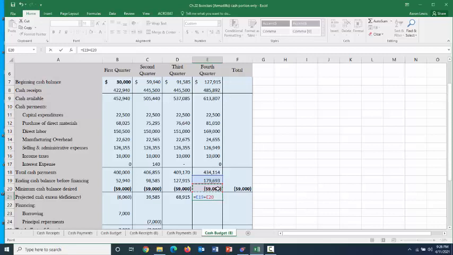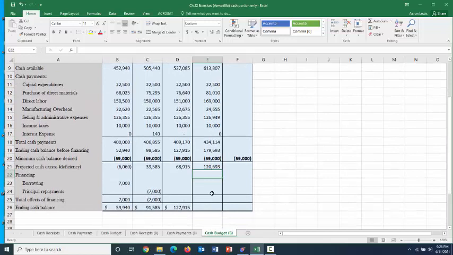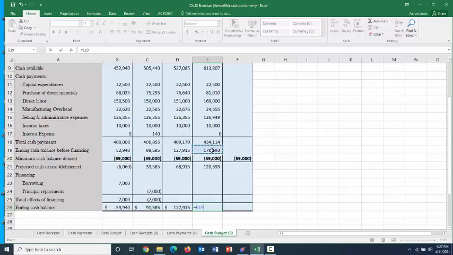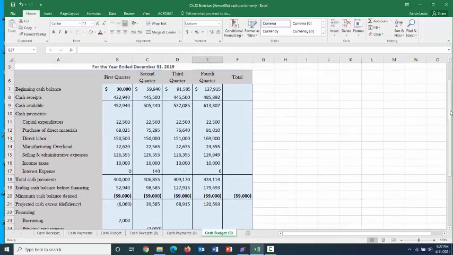It tells us that Armadillo phone cases is going to have an expected cash excess of $120,693 at the end of the year. Their financing is nada. There's no loans on the books to accumulate interest or to have to pay off. So their ending cash balance is going to be exactly the same as their cash balance before financing, because there's nothing to do with financing happening during this quarter. So they're going to end the year with $179,693 on their books for their cash balance.